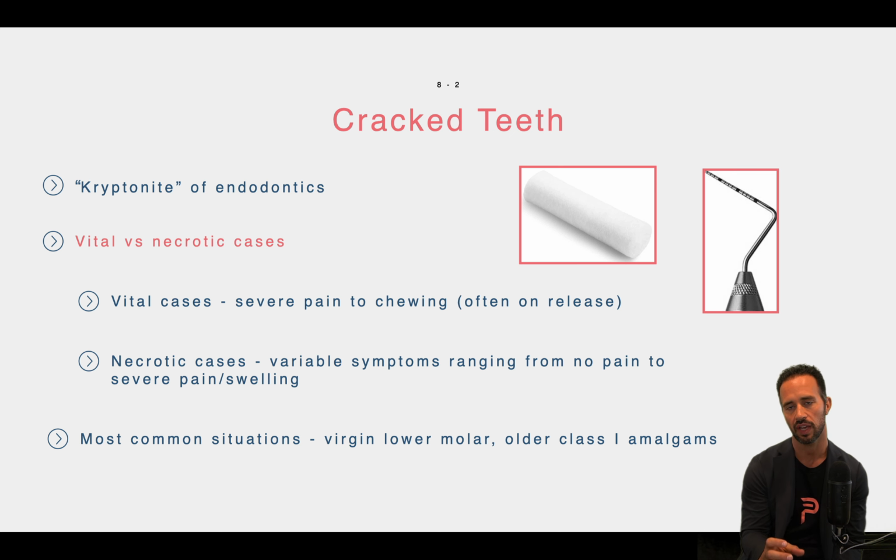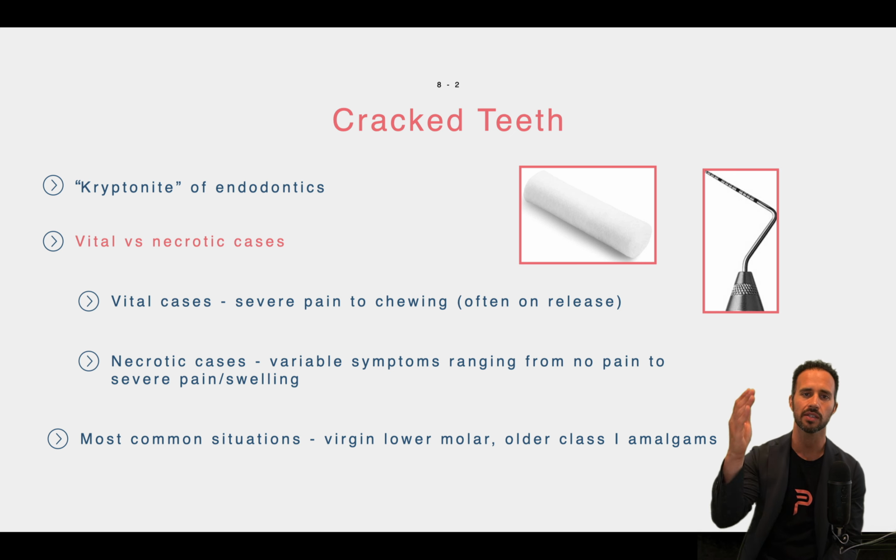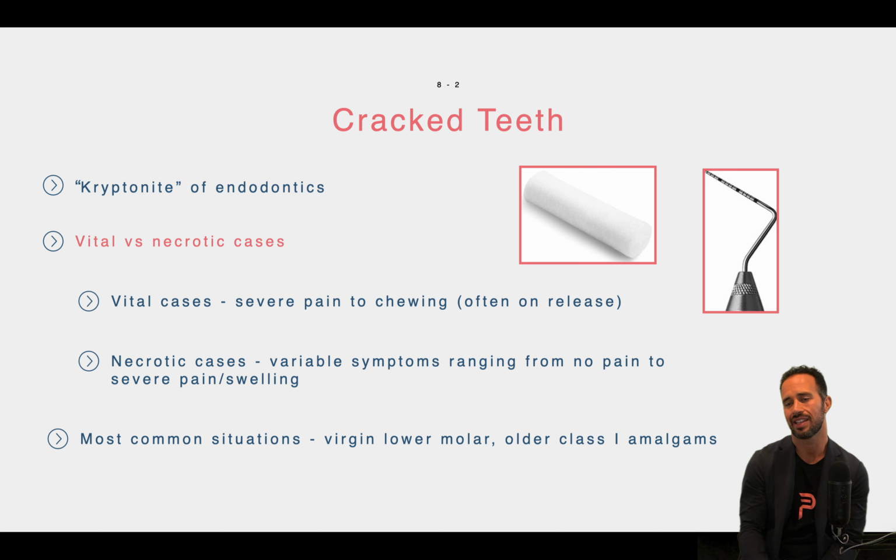Generally speaking, your vital cases are going to do much better than your necrotic cases if you perform endodontic treatments and then you restore the tooth with a crown as opposed to your necrotic cases. The reason for that is because usually your necrotic cases where you have a cracked tooth, the crack is much worse, and it's much later in the process as opposed to your vital cases.